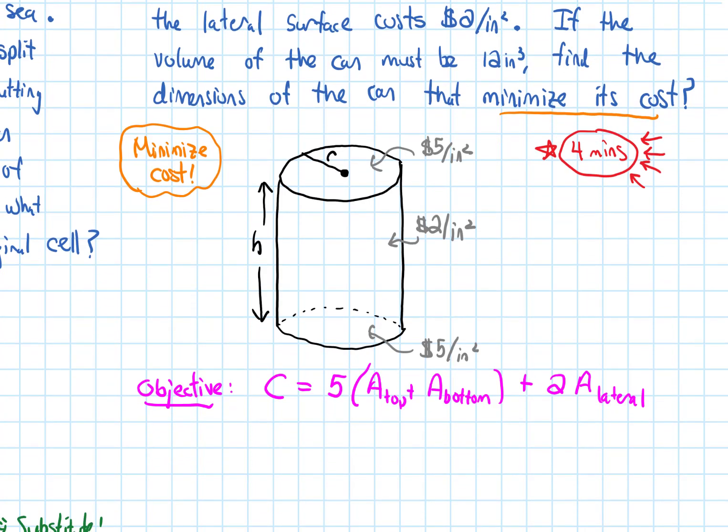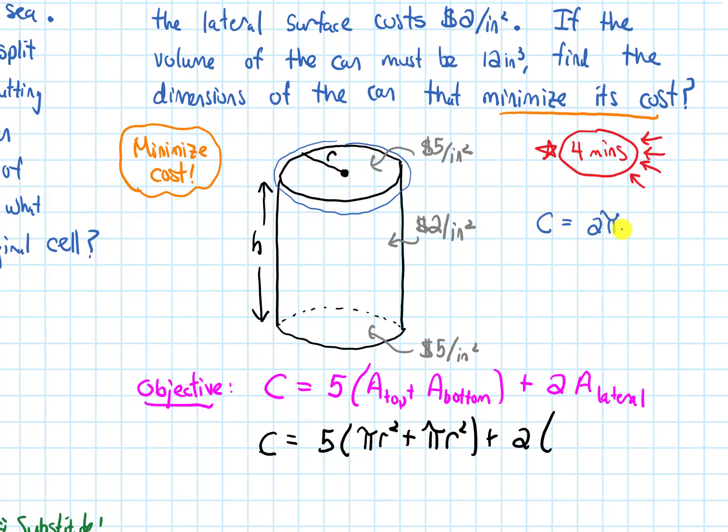Okay, now let's evaluate this. So I'm going to have to remember some formulas from geometry. The top and the bottom are circles, and they have the same radius, so they both have area pi r squared. So this is pi r squared, and the area of the bottom is pi r squared. And for the lateral surface area, I have to find the length all the way around. The length all the way around the circle, that circumference, is 2 pi r. And then I multiply that by the height.